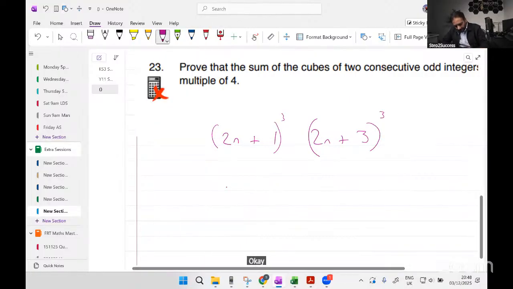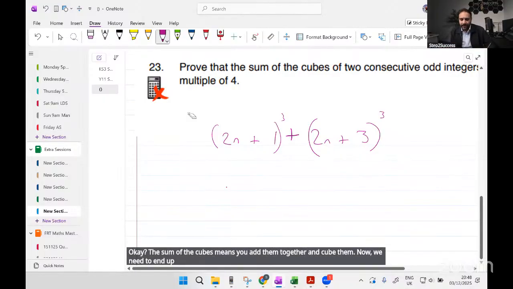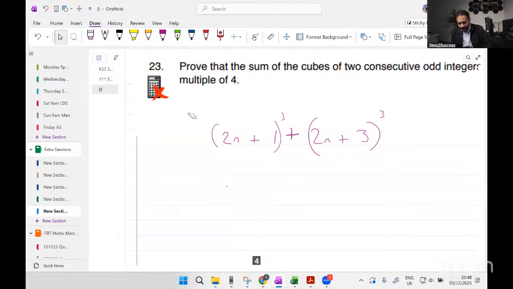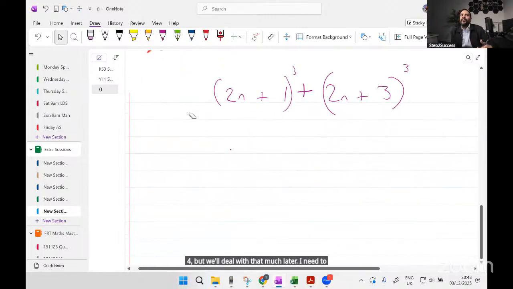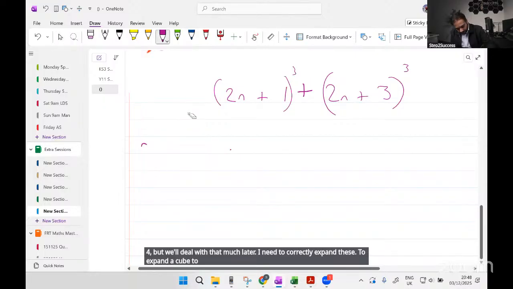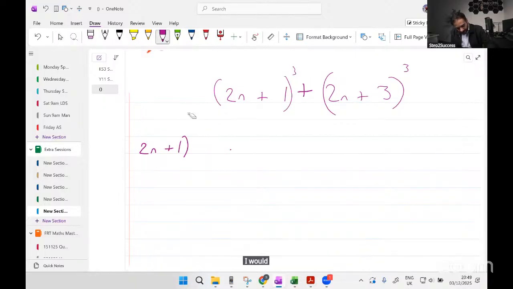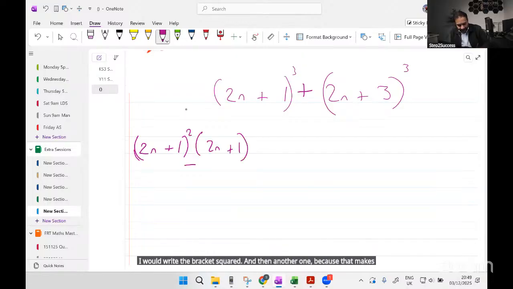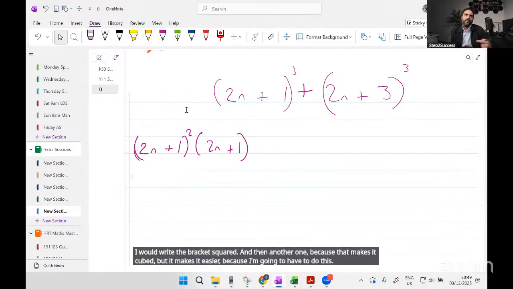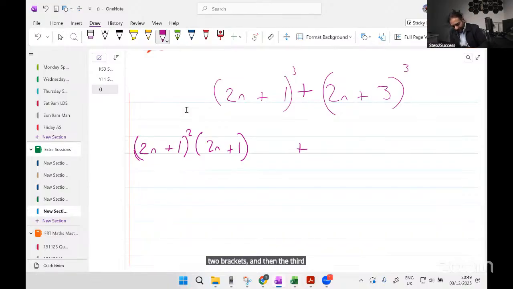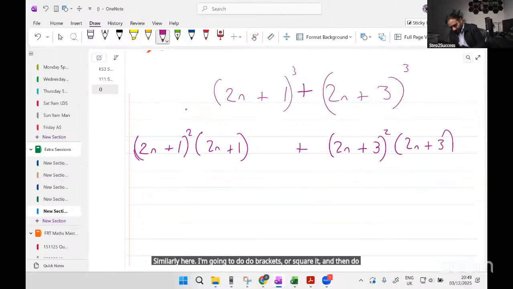Okay, the sum of the cubes means you add them together and cube them. Now we need to end up with a multiple of 4, but we'll deal with that much later. I need to correctly expand these. To expand a cubed bracket, this is what I would do. I would write the bracket squared and then another one, because that makes it cubed, but it makes it easier because I'm going to have to do two brackets and then the third one. If that makes sense. Similarly here, I'm going to do two brackets, so square it, and then do the third one like that.